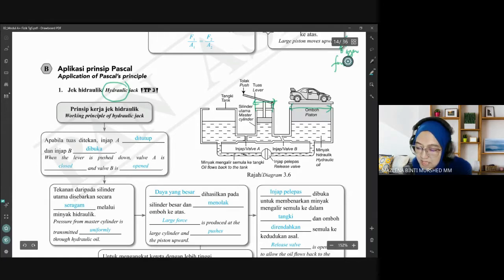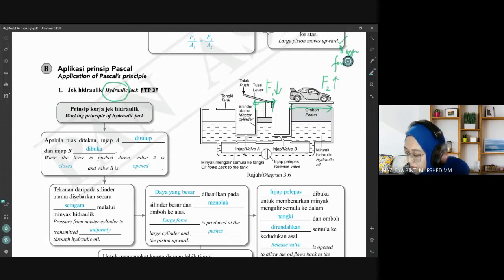Kalau dekat sini kecil, dekat sini besar, force dekat yang besar ni akan jadi besar, force 2 lah akan jadi besar, force 1 ni adalah small. Kita pijak je dengan kaki, macam tu. Push the lever to give pressure. Pressure yang sama distribute equally to the larger piston. Okay, sistem dia macam ni, macam ni.